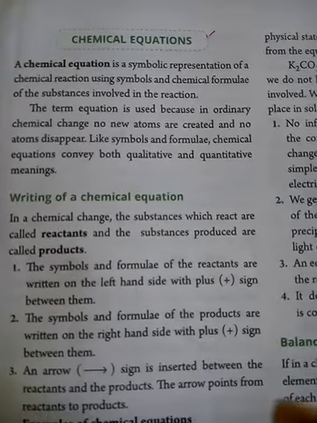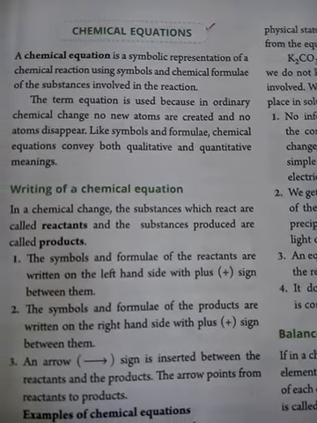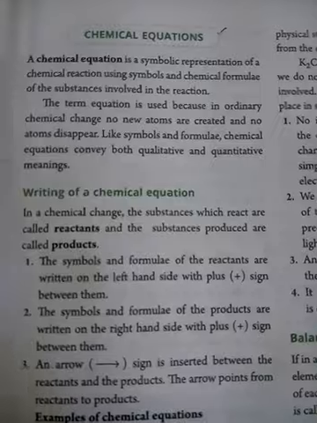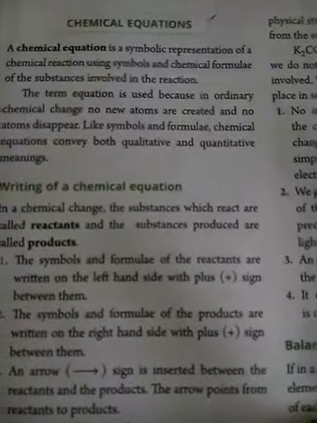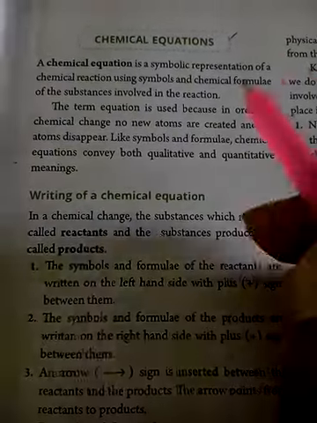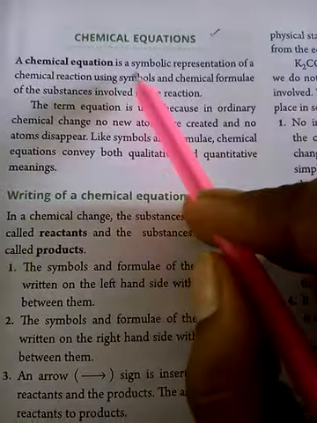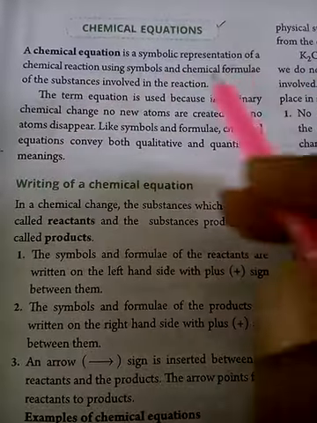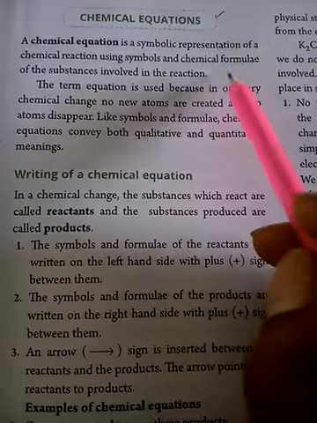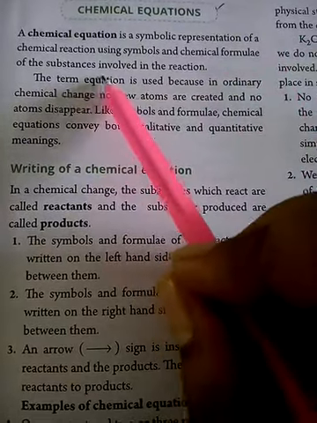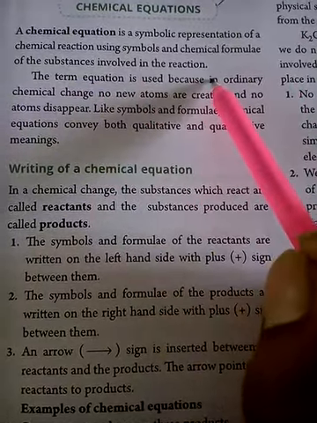Hello students, in this video lecture I will explain the chemical equation and how to balance a chemical equation. Okay, so what is a chemical equation? A chemical equation is a symbolic representation of a chemical reaction, using symbols and chemical formulas of the substances involved in the reaction.